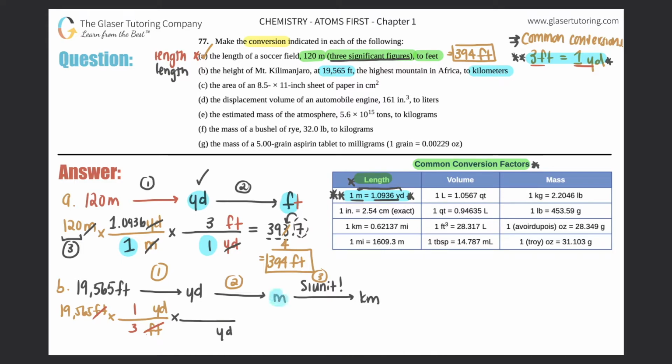Now we want to find meters. So meters goes up on the top. And that's the first conversion that we used before. That's this guy, right? 1 meter equals 1.0936 yards. The yards will cancel. And now, one last conversion. Times by the ratio, meters goes on the bottom, and we're looking for a kilometer. So kilometer has to go up on the top.